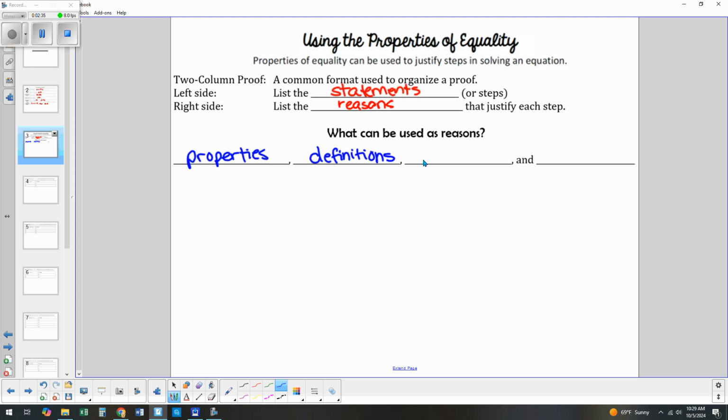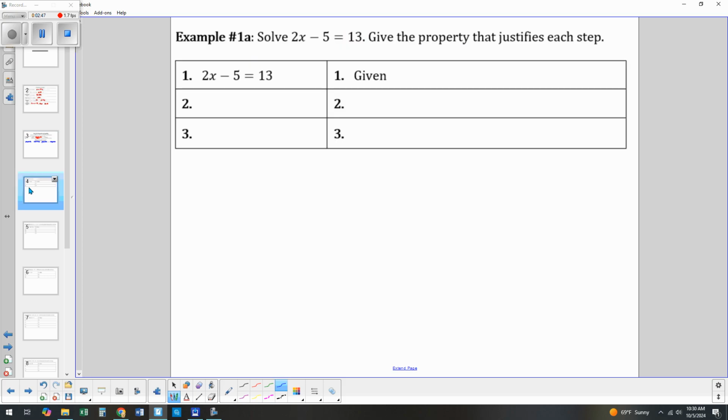Sorry about that. Definitions, postulates, and theorems. So let's do a problem. We're going to do this algebra problem in the two-column format.